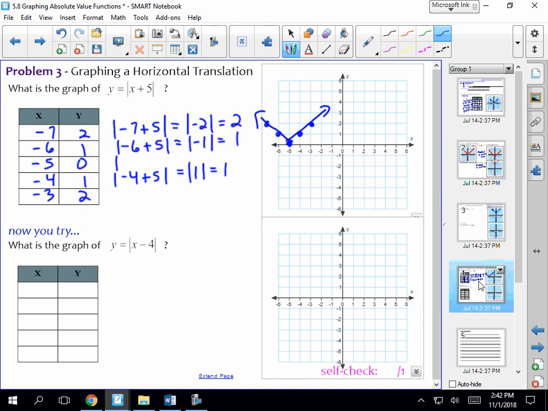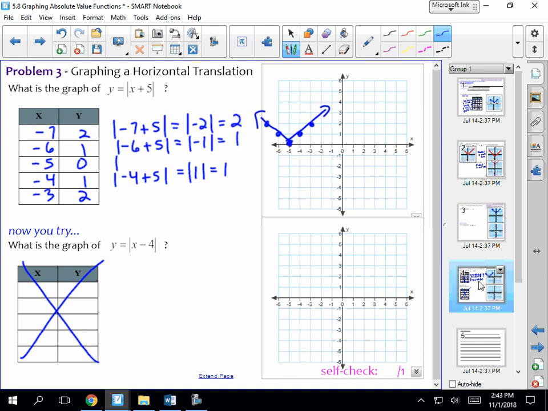So my goal would be to make this a little less painful for you. I mean, does anybody like to do the tables? Plug in all the values? Anybody out there? All right. That's great, because to be honest with you, I don't really like to either. I like to get rid of this table. I like to just graph it by looking at it, using what I know about translations.